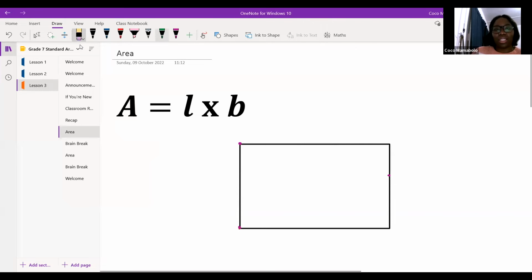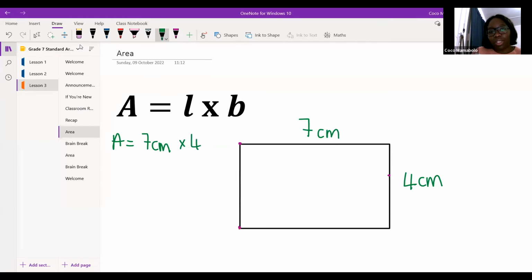Hold on. Here's an easy one. If I have 7 centimeters by 4 centimeters, what is my answer going to be? I'm going to write area is equal to, give me my sentence. 7 times 4 centimeters. 7 centimeters times 4 centimeters. Therefore, area equals 28 centimeters.